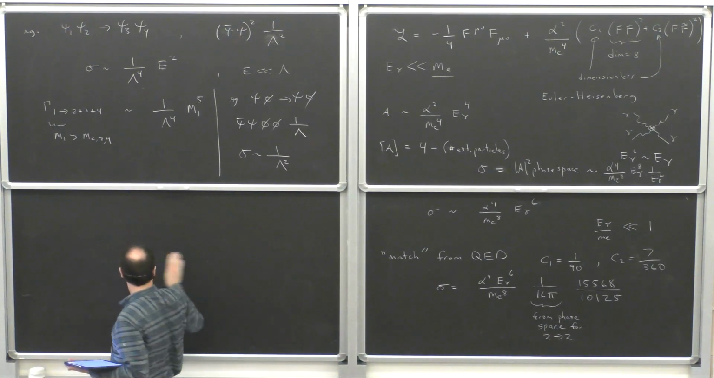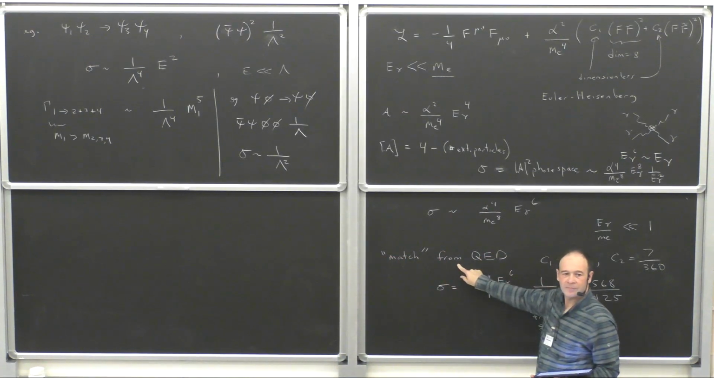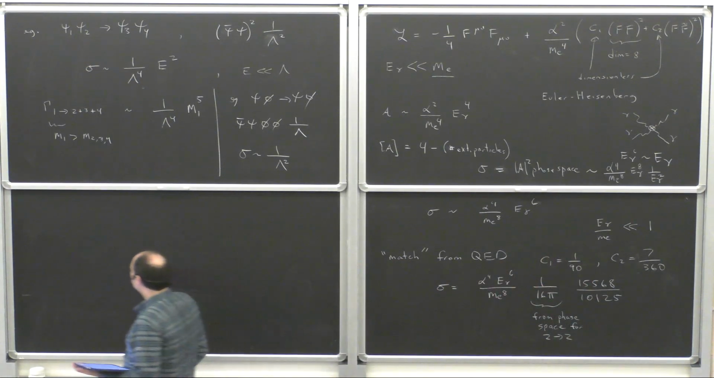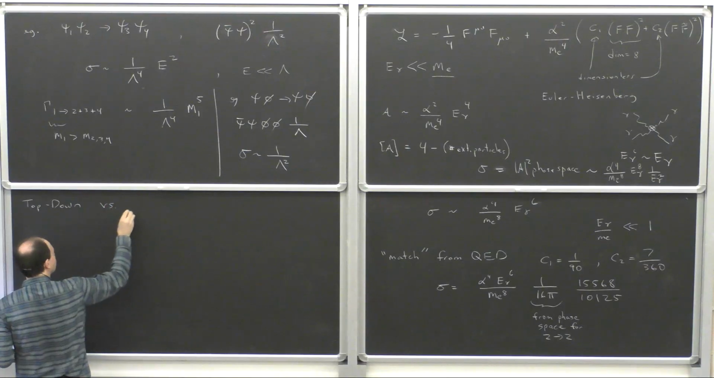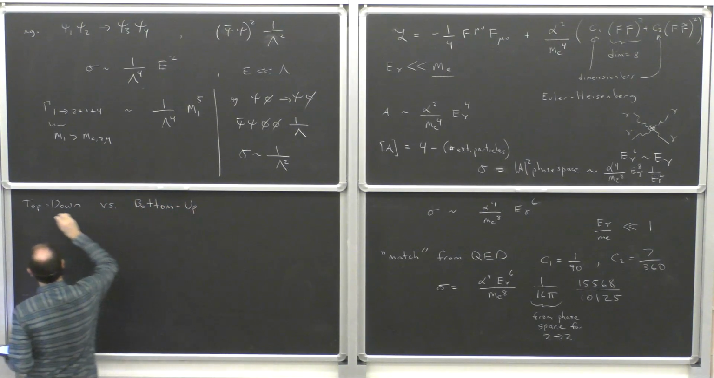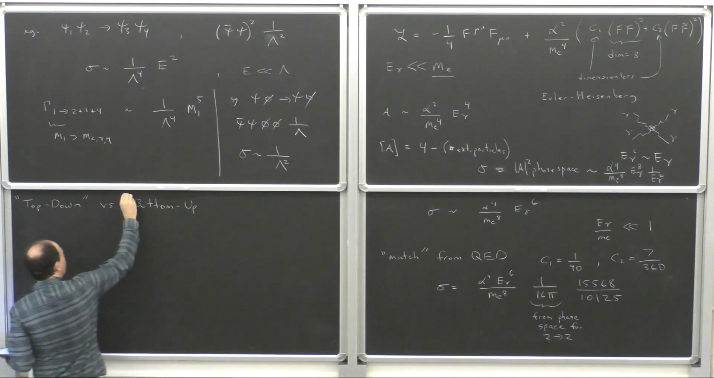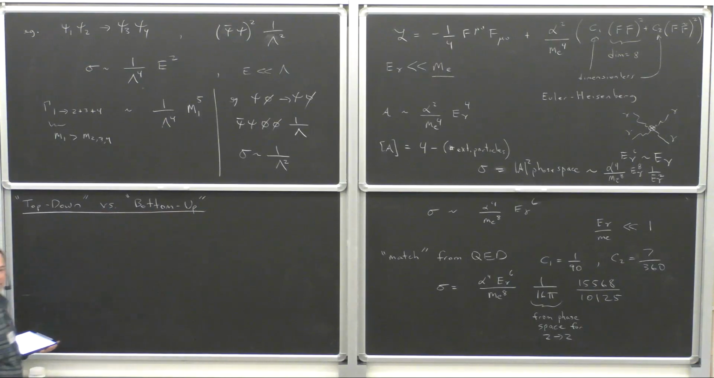Something came up in this example that we talked about over here, and that was this idea of matching. So I'd like to talk a little bit about that generically. And that brings me to the topic of how people talk about effective theories. There are 2 different ways that are sometimes used, and they go by the names of top-down effective field theory and bottom-up effective field theory. So let me contrast these 2 and define them for you. We'll start with top-down.